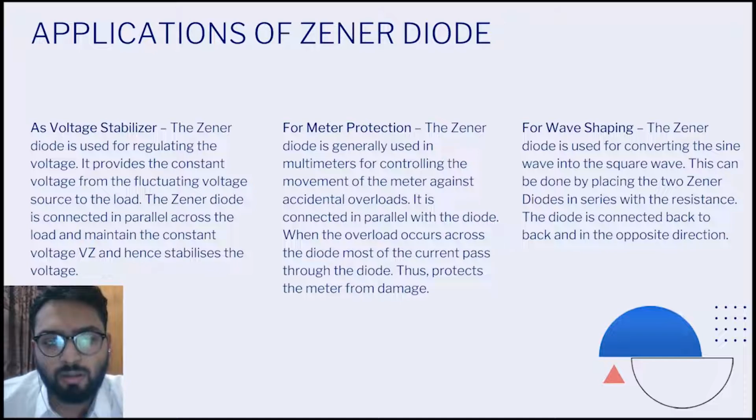Another is meter protection. The Zener diode is generally used in a multimeter to control the movement of the meter against accidental overloads. From the forward and reverse characteristics we know how well we can control voltages with a Zener diode. For wave shaping, in our labs we have done many experiments. We have seen the wave shapes which come off the oscilloscope, which describe the voltage of a device. A Zener diode can easily show us very good sine waves.